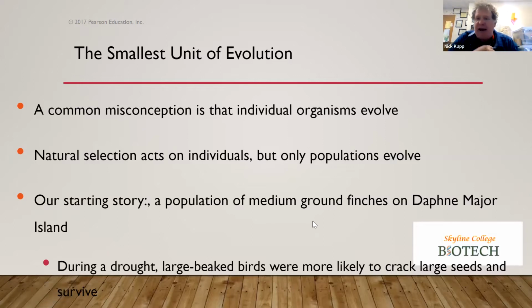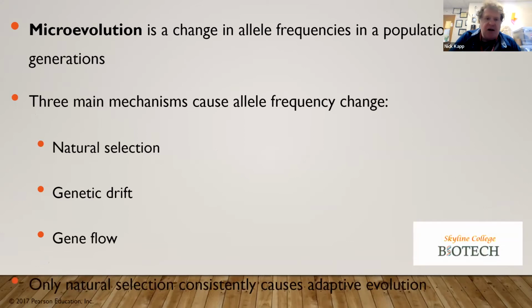Again, your book does a really good job of starting out materials with a story. The starting story in your book looks at a population of ground finches, where beaks allow ground finches to access different food. During times of drought, the bigger, harder fruits are more available than the smaller fruits. Over several generations, you would get birds with a larger beak that allows them to access that fruit. Again, microevolution is changing allele frequency of the population over generations.